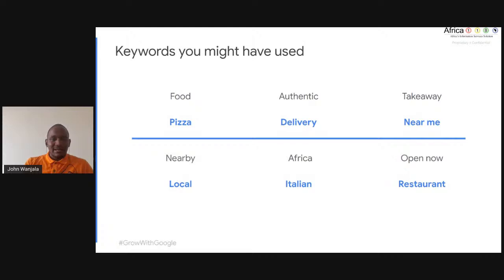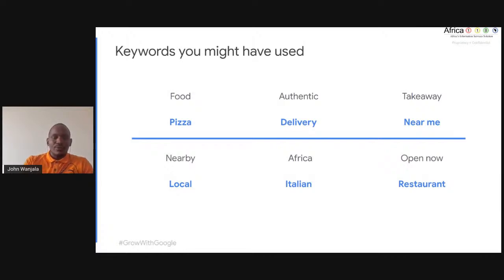So what will be done is, try as much as possible to identify the keyword. The keyword here is pizza. The second keyword here is delivery. And the third is near me. Everything that matters to Google is just to pick what the client is looking for online.